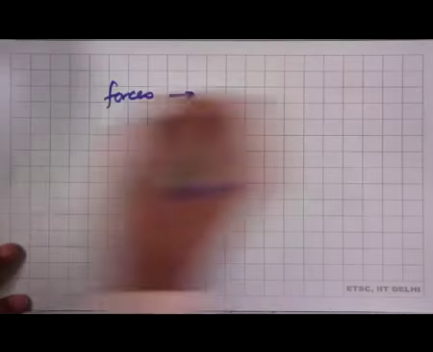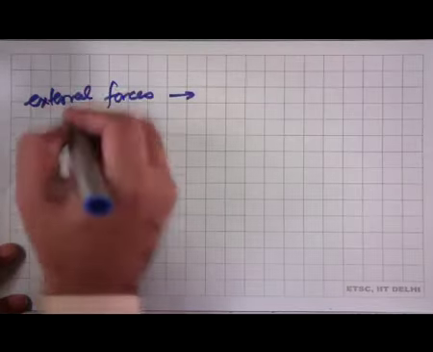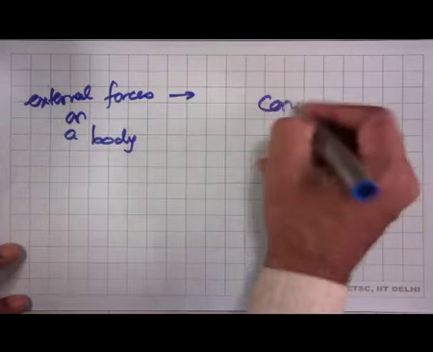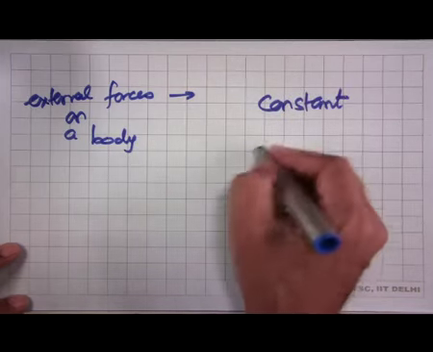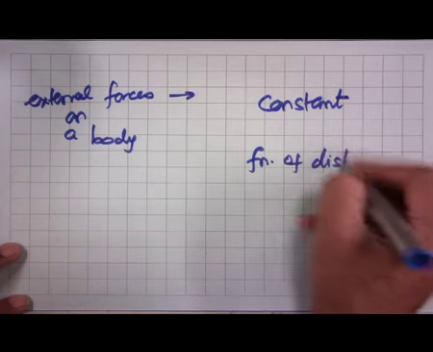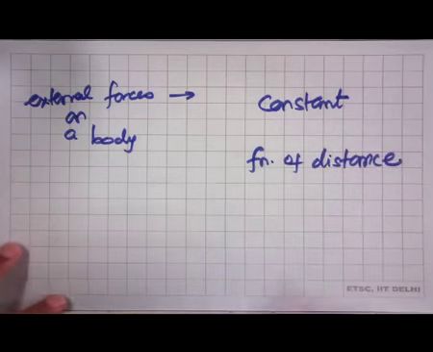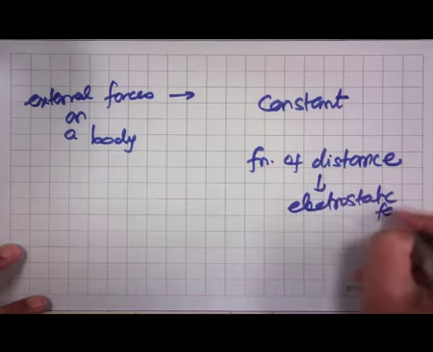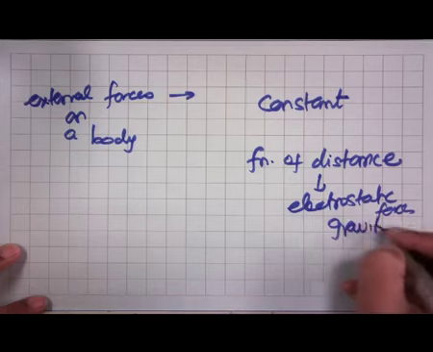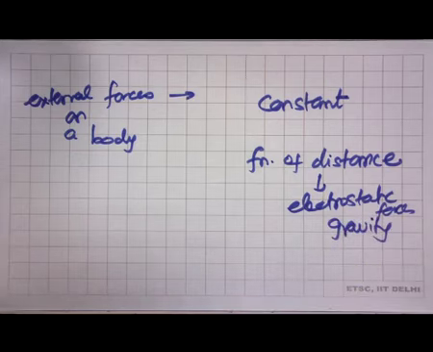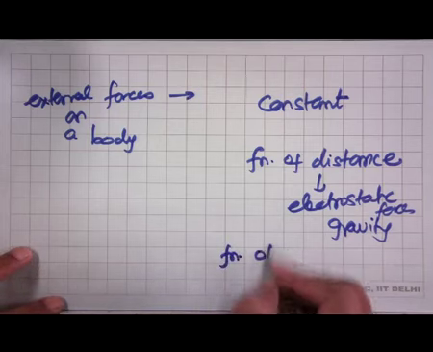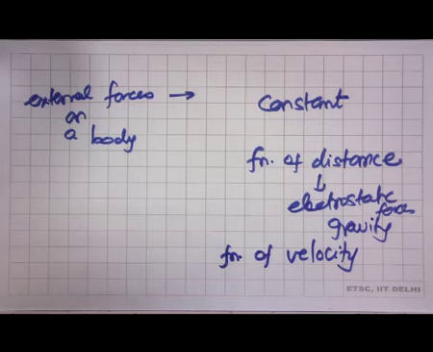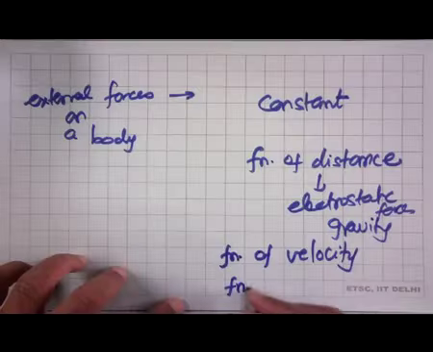The external forces on a body could either be constant, or they could be a function of distance, and this we saw in electrostatic forces and gravity, where all these were a function of 1 over r square. So, it is a function of distance, or the external forces could also be a function of velocity, as we saw in the force due to fluid friction, or sometimes these forces could be a function of time.